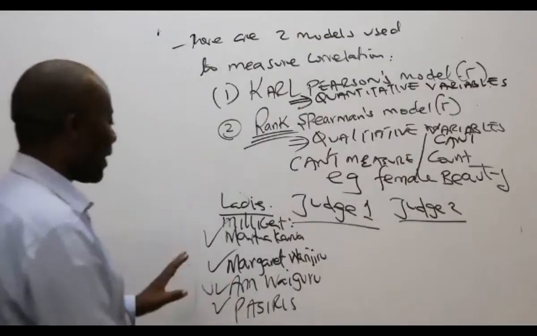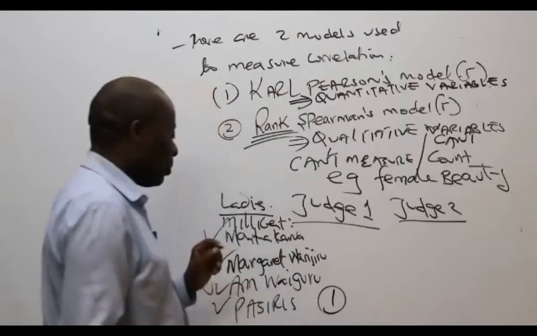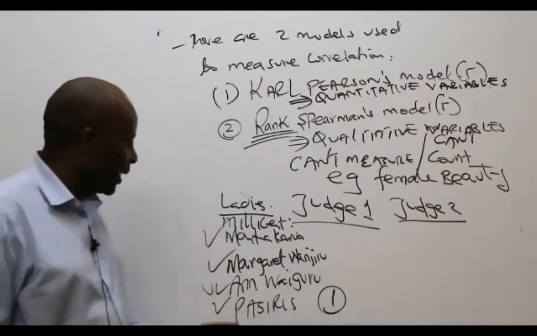So Gibson has said Pasaris is number 1. Thank you very much. How about number 2, Gibson? Quickly, Gibson. Number 2, just the first letter.